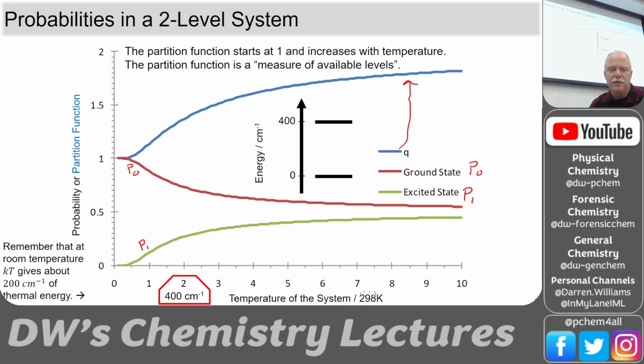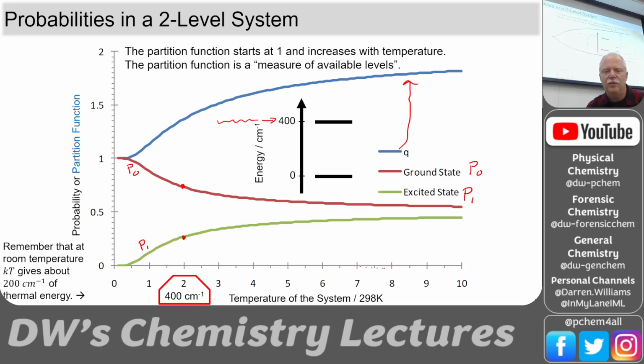But this x-axis is a little weird. It's temperature of the system divided by room temperature. So how many multiples of room temperature we have. Here we are at 2 times room temperature, and that's around 400 wave numbers. Room temperature gives you 200 wave numbers, so this is 400 wave numbers. And that happens to be the spacing of the energy levels. So right now we have enough thermal energy to match the spacing of the energy levels. There's about a 25% chance of being in the excited state and about 75% chance of being in the ground state. So it's 75, 25. We calculated those numbers last time.